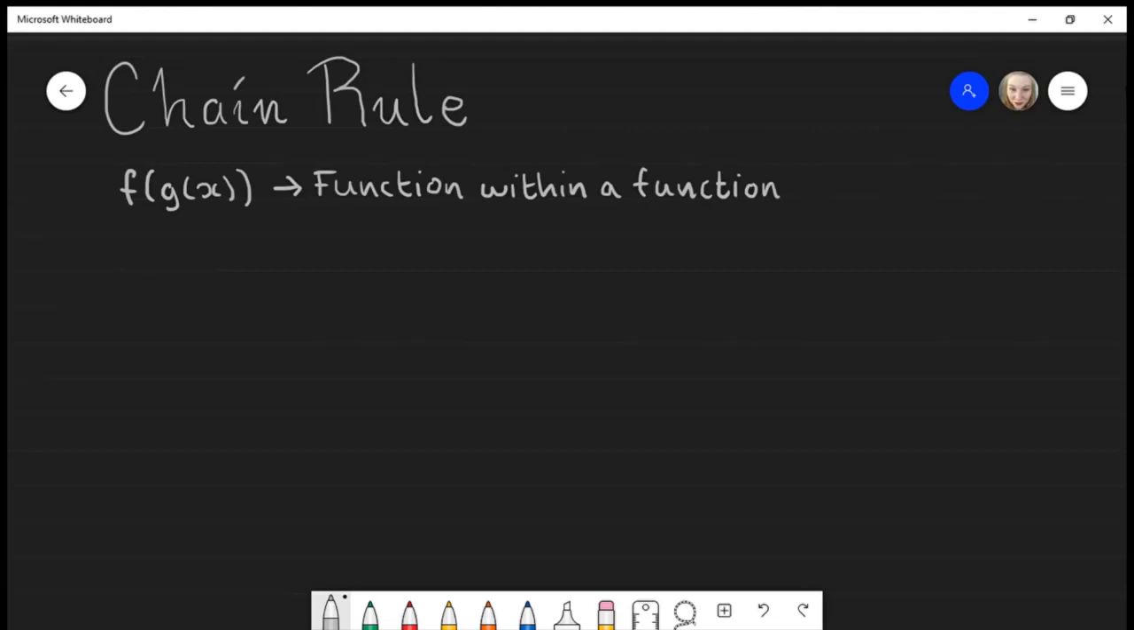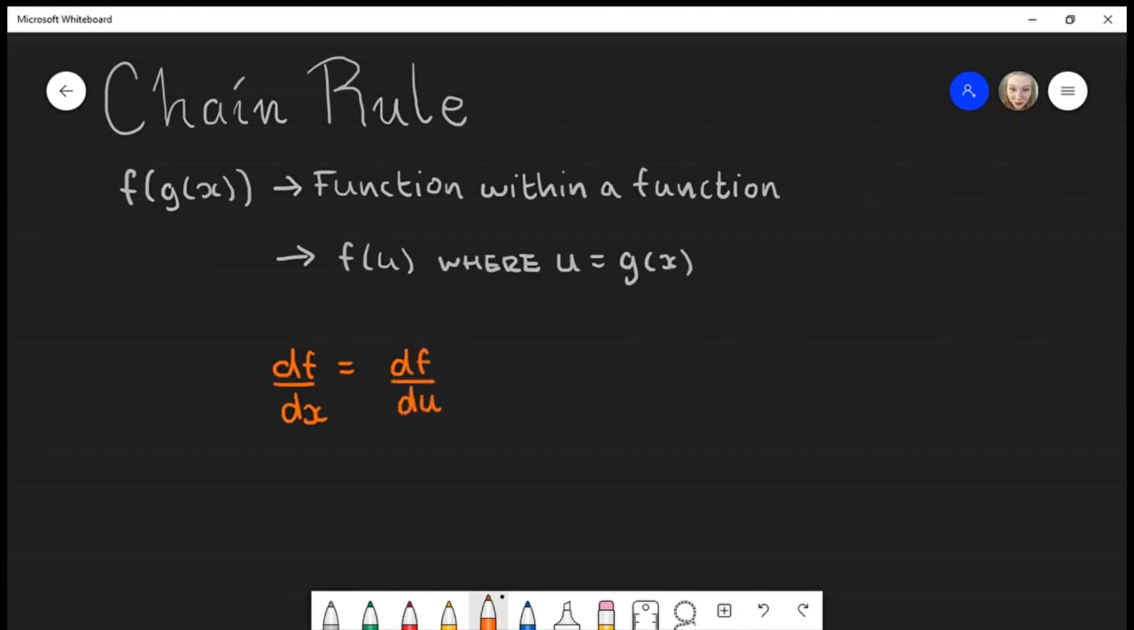We can rewrite this if we substitute the function g of x with the letter u. So it will become f of u, where u is g of x. Now with that in mind, I'm just going to write down the chain rule itself. The chain rule states that df over dx is given by df over du times by du over dx.